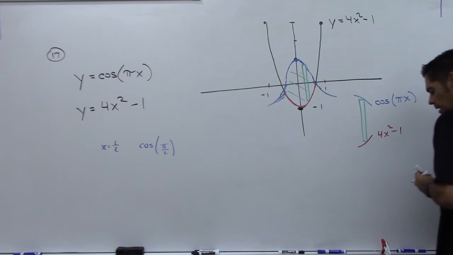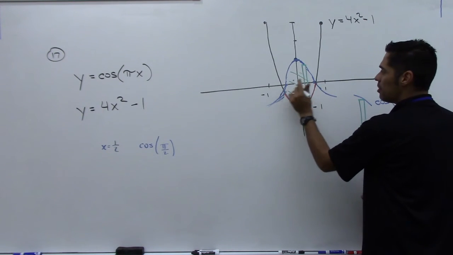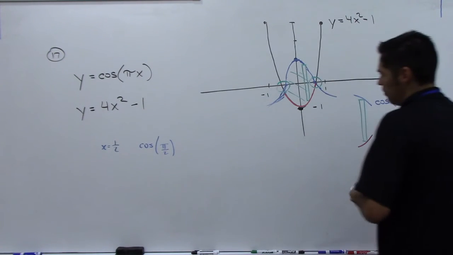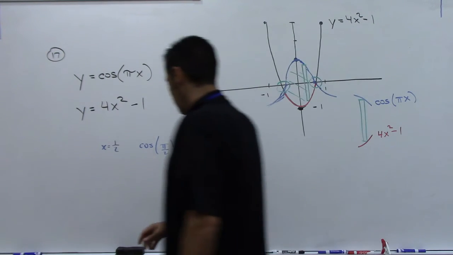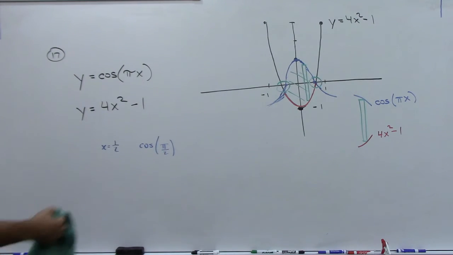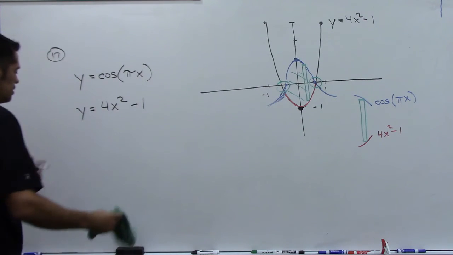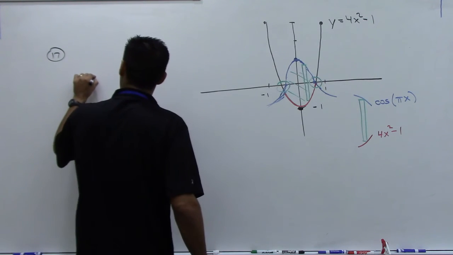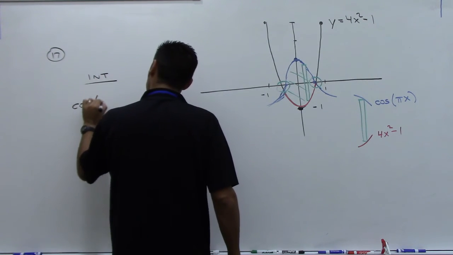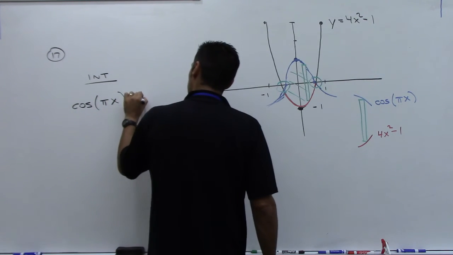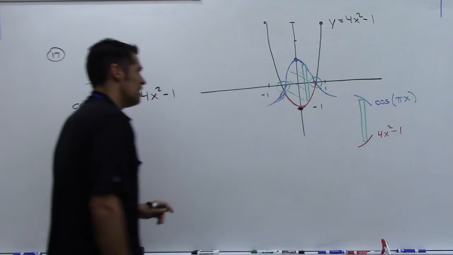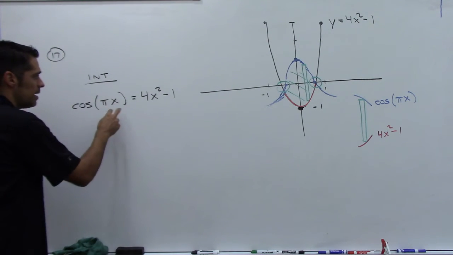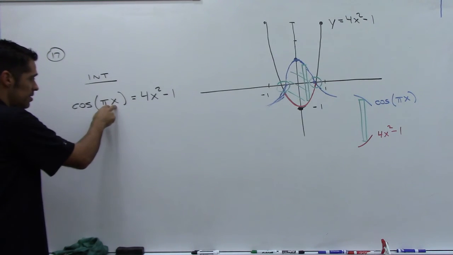But to figure out where these hit each other, I really don't know where those hit each other at all right now. I'm going to have to try and find the intersection points, and initially it's going to look very intimidating. Because check this out: for the intersection, I set cosine pi x equal to 4x squared minus 1. And to solve this would be a real pain, because you can't get x isolated easily, because the x is trapped in the cosine.